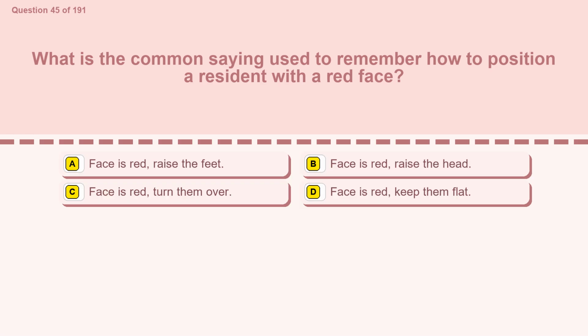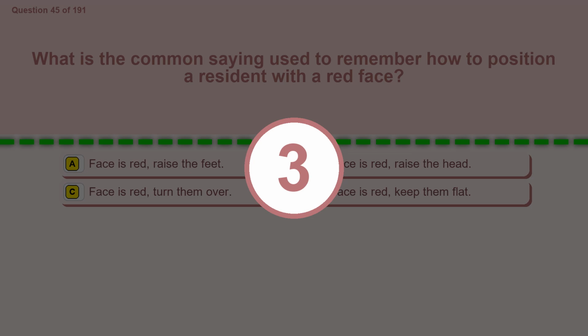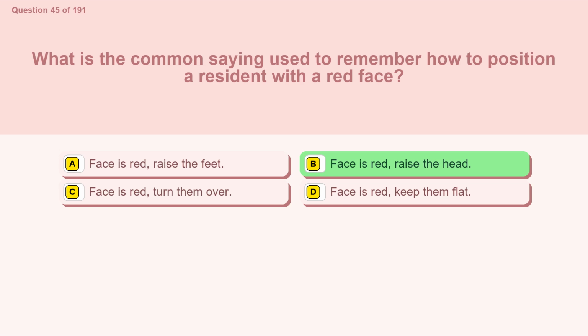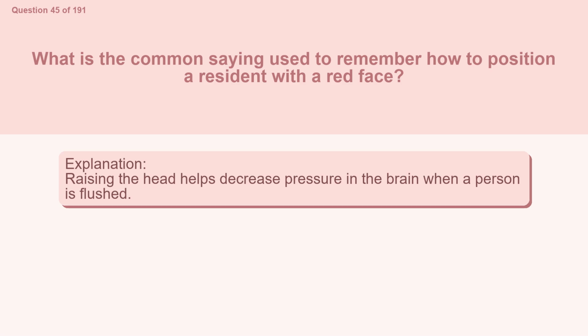Question 45. What is the common saying used to remember how to position a resident with a red face? Option A. If face is red, raise the feet. Option B. If face is red, raise the head. Option C. If face is red, turn them over. Option D. If face is red, keep them flat. The correct answer is option B. Face is red, raise the head. Raising the head helps decrease pressure in the brain when a person is flushed.